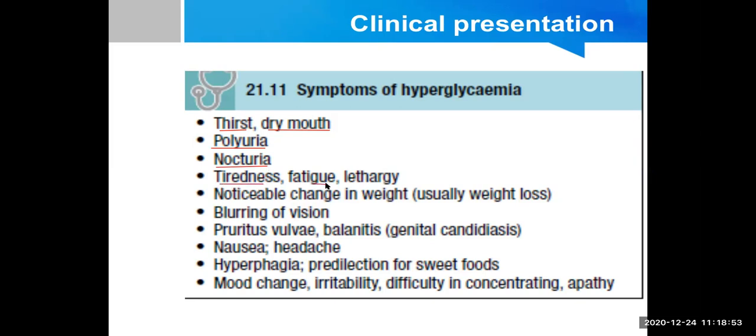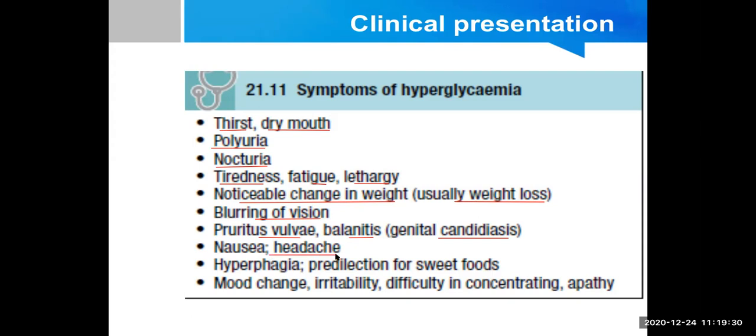Tiredness, fatigue, or lethargy. These are other features because of hyperglycemia again. Noticeable change in weight. There is usually weight loss. Already discussed, blurring of the vision because of hyperglycemia. Pruritus vulvae and balanitis. This is caused by genital candidiasis. This is Candida albicans, a type of fungus, and in a hyperglycemic environment, this fungus just flourishes. So pruritus vulvae in females, balanitis in males.